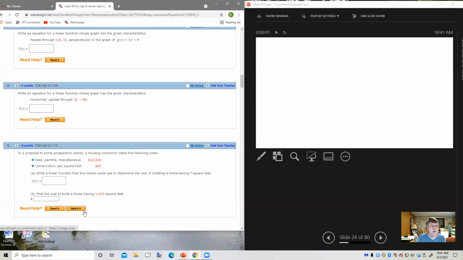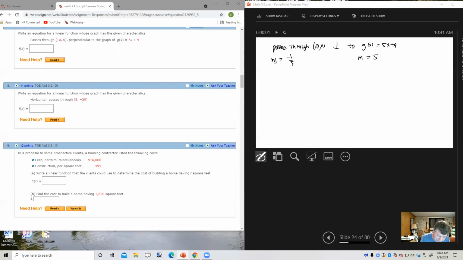Next one, write an equation for a linear function whose graph has the given characteristics. It passes through the point (10, 0), and it's perpendicular to the graph of g of x equals 5x plus 9. Perpendicular lines have slopes that are negative reciprocals. So the slope of g of x is 5. So the slope of the line that's perpendicular would be negative 1/5.